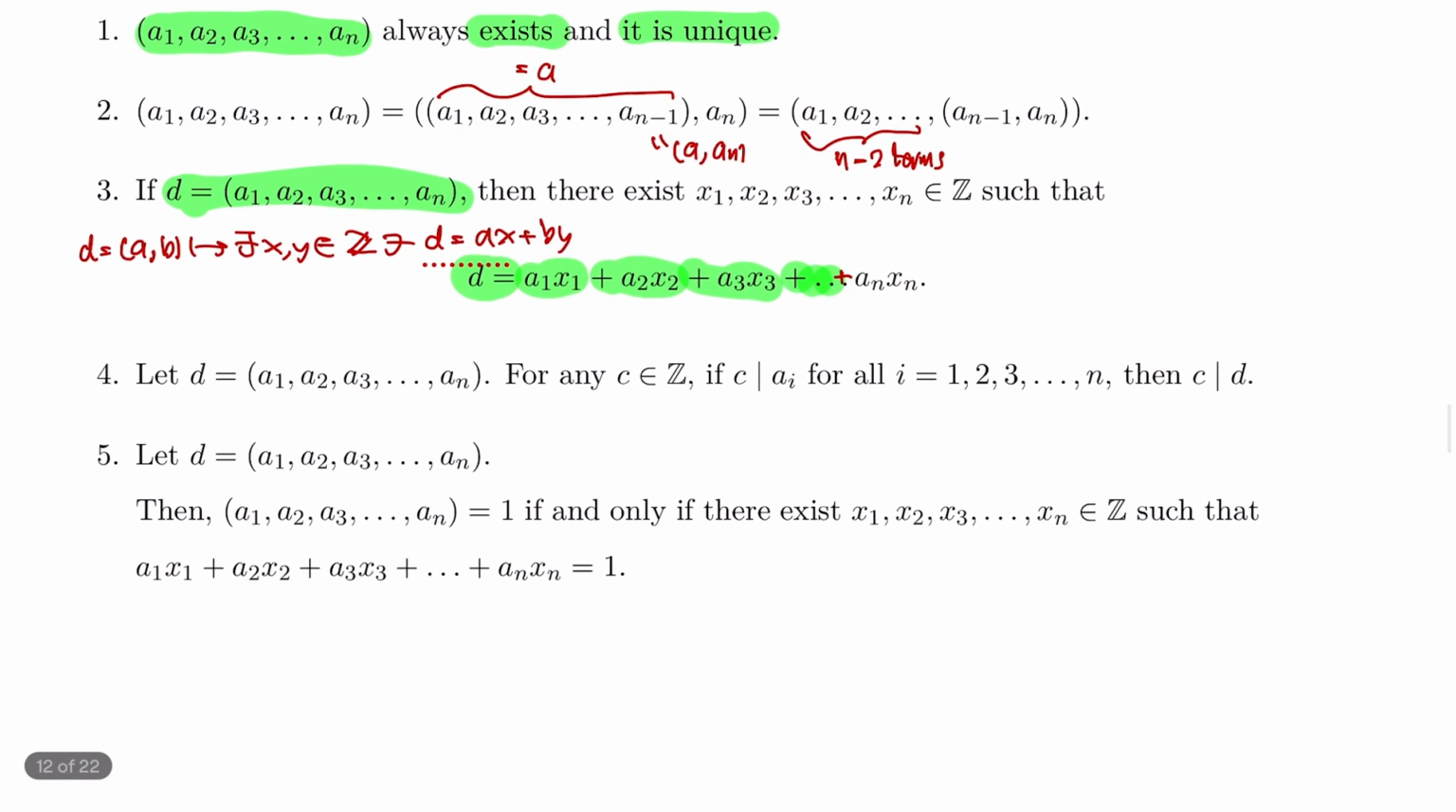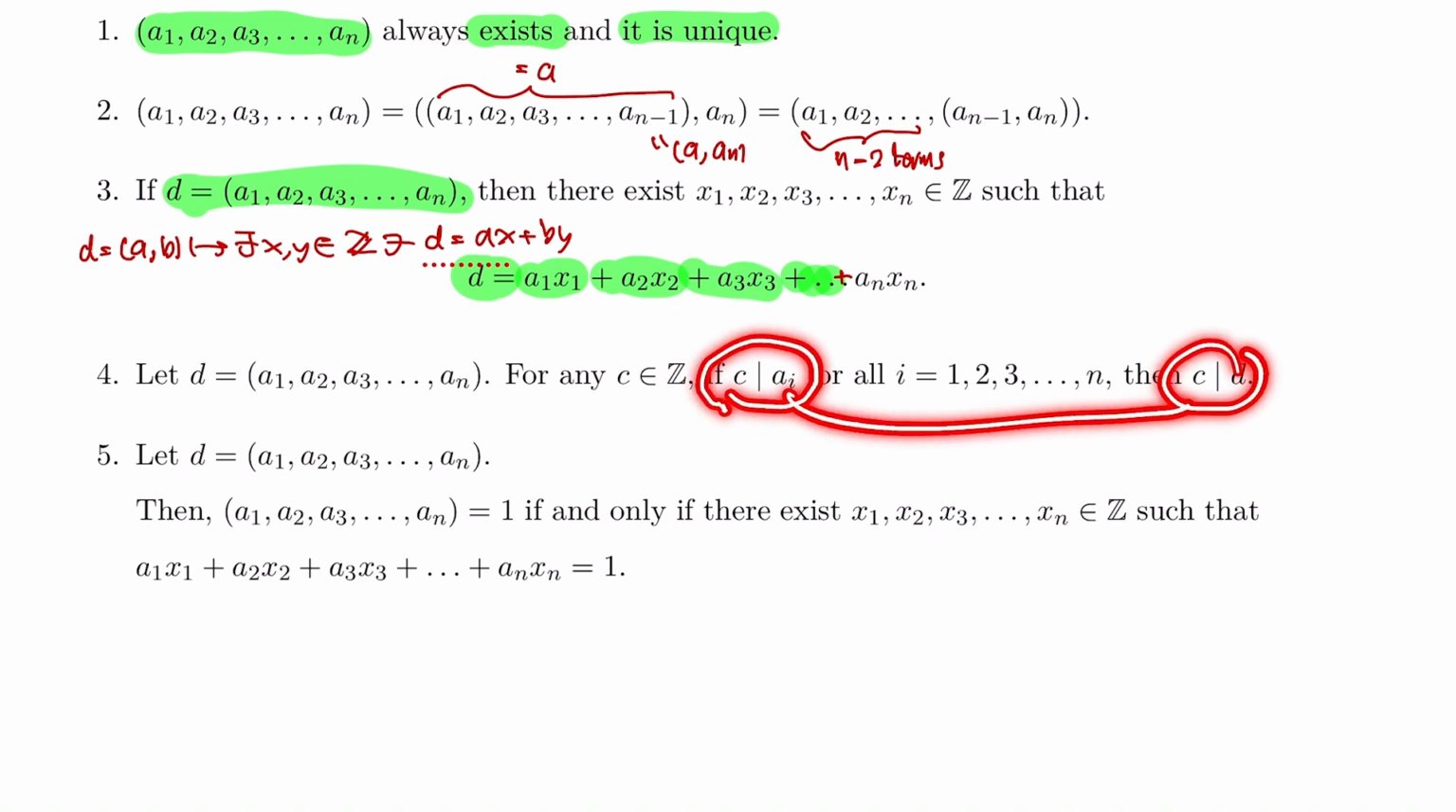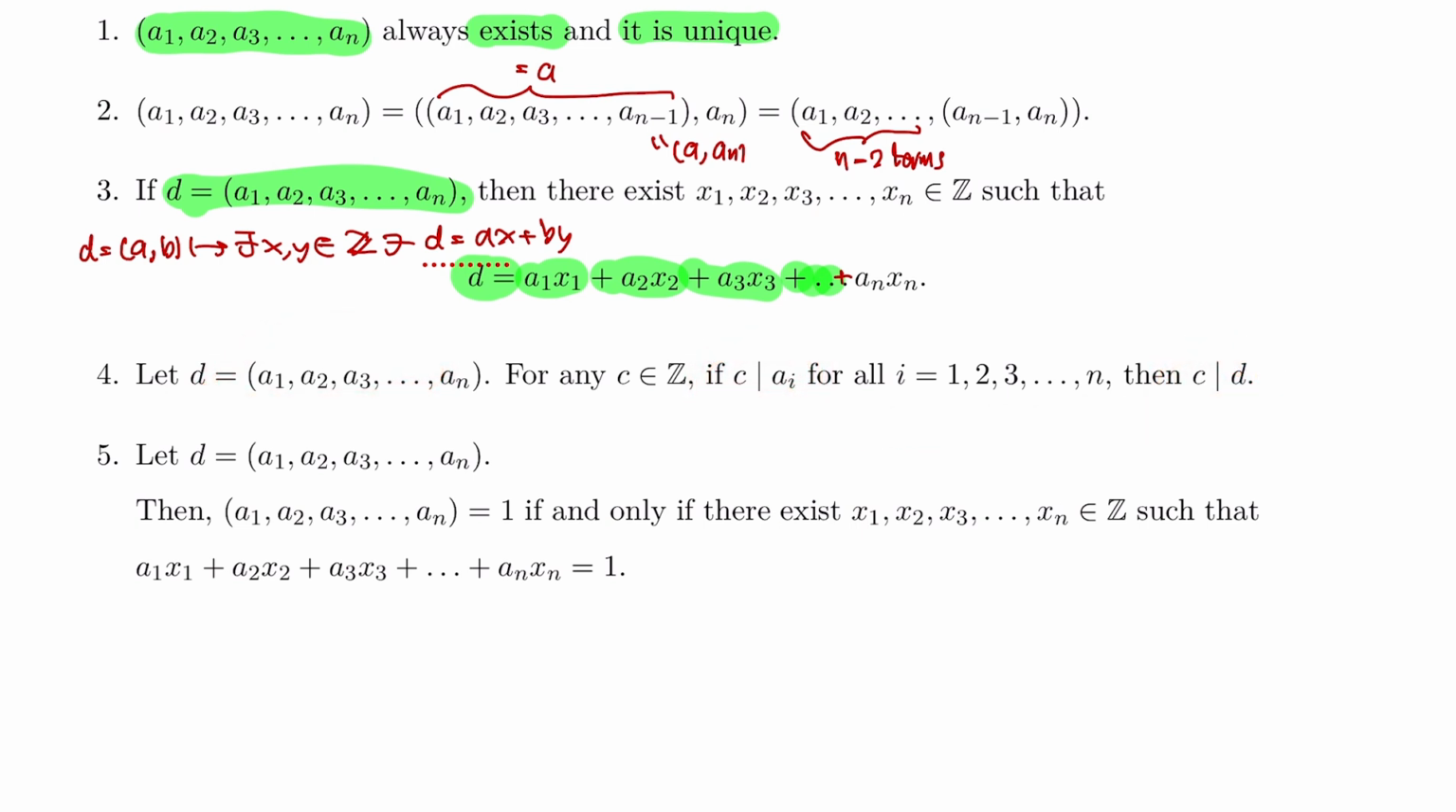The fourth property is, if you let D be the greatest common divisor of a1, a2 all the way to an, then for any integer C, if C divides ai, C will divide the greatest common divisor. So if you have C divides a and C divides b, then what do we have? C will divide the greatest common divisor of a and b.